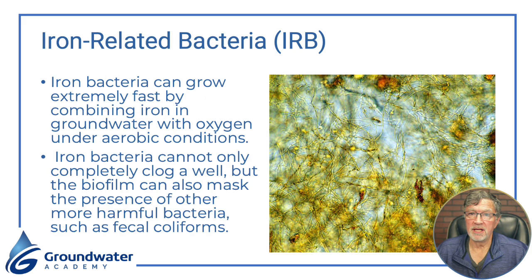Iron-related bacteria are a specific category. This picture here is of Gallionella bacteria, which is a prolific slime producer in wells. It will produce a lot of biofilm and plug up wells pretty rapidly. They can grow extremely fast by combining iron in the groundwater with oxygen under aerobic conditions, because IRBs are aerobic bacteria, and they can completely clog a well in a relatively short period of time. And that's why we say that probably 80% of well plugging cases are bacteria, and a lot of those are going to be iron-related bacteria.